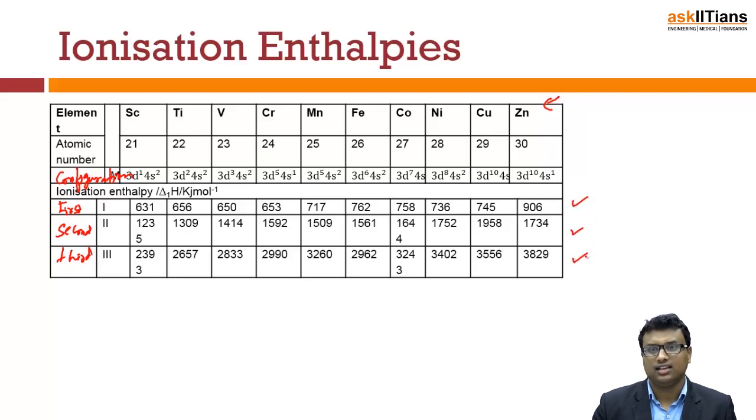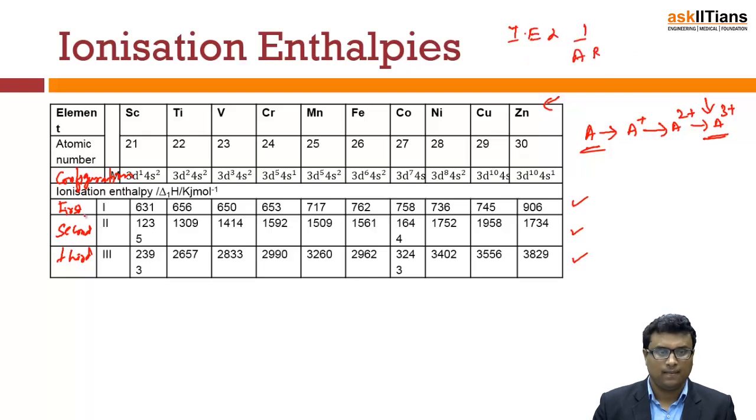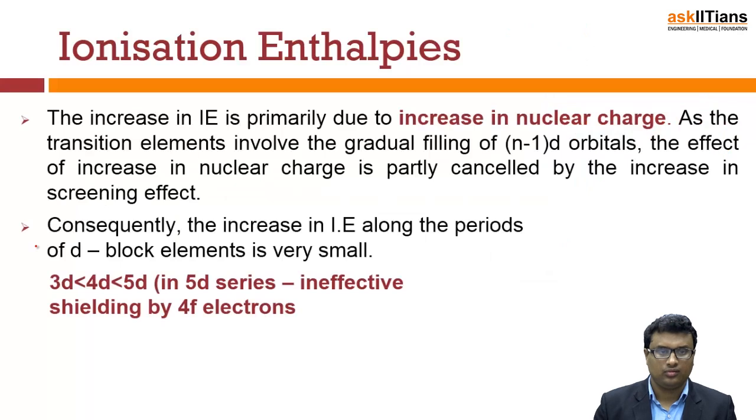Why is third greater than second? For example, if there is a metal, it forms A plus, and then it forms A2 plus, and it forms A3 plus. A3 plus has a smaller ionic radius than A, right? If atomic radius decreases, you know one thing, that ionization enthalpy increases, since I is inversely proportional to atomic radius. So the increase is primarily due to the increase in nuclear charge, which we know.